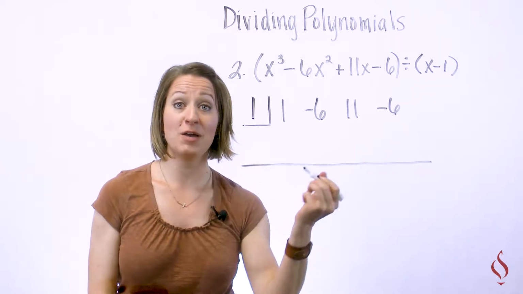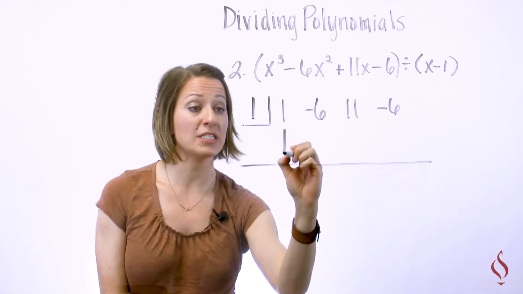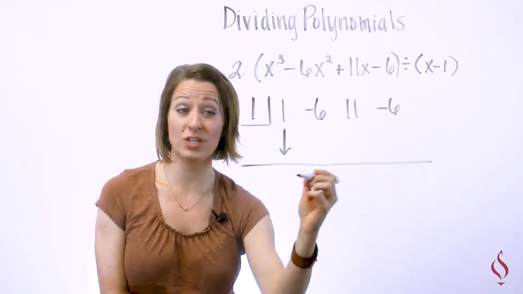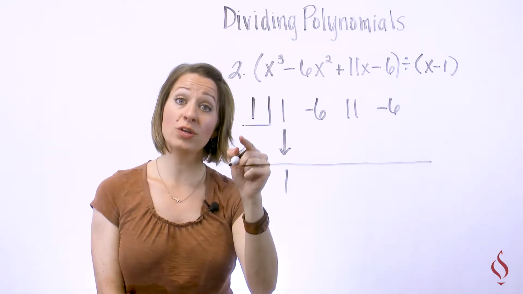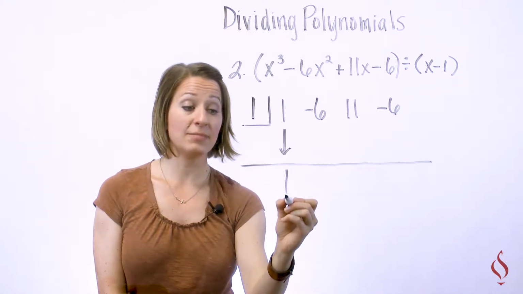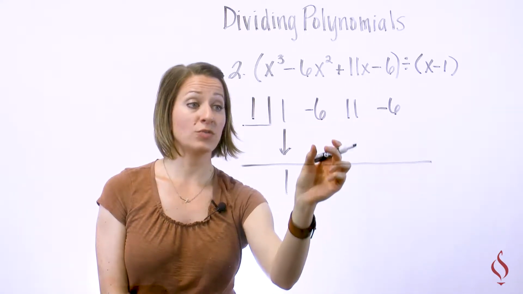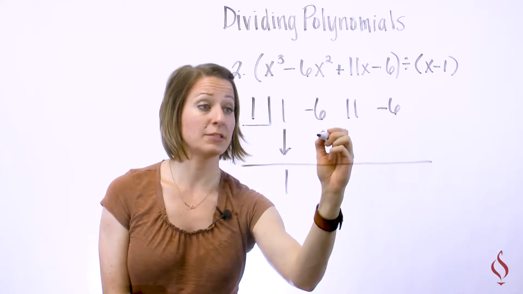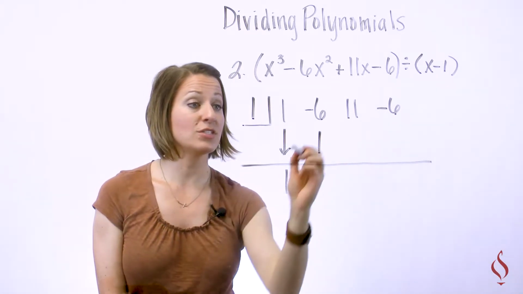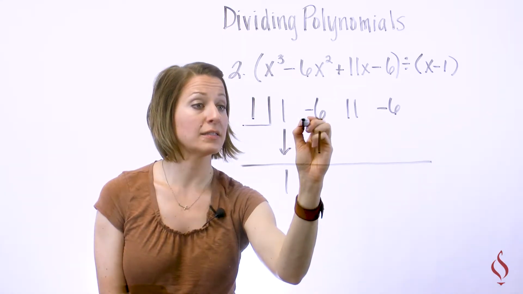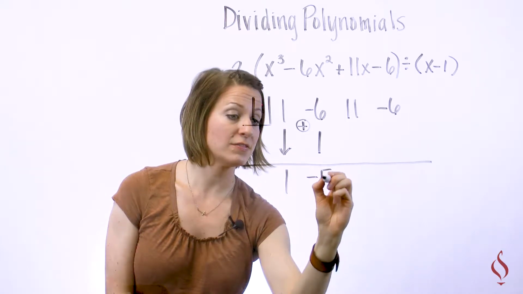The very first step in synthetic division is to take the first coefficient and drop it below this horizontal line. Okay? Then I want you to take the corner number, multiply it times this number below the line, and put the answer in the spot directly underneath the -6. 1 times 1 is 1. Then we're going to add -6 plus 1 is -5.